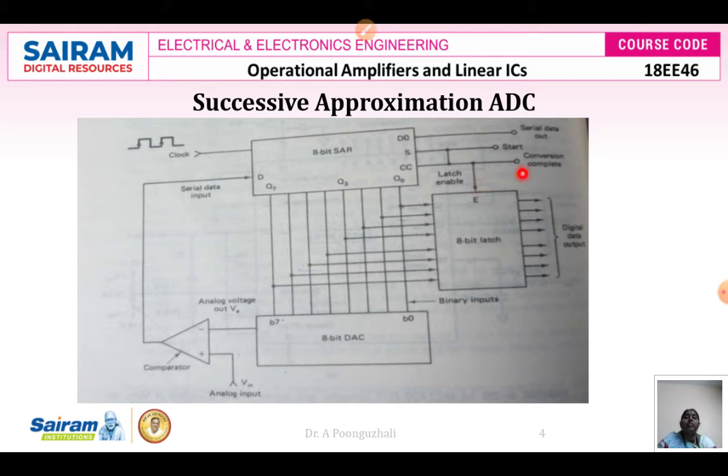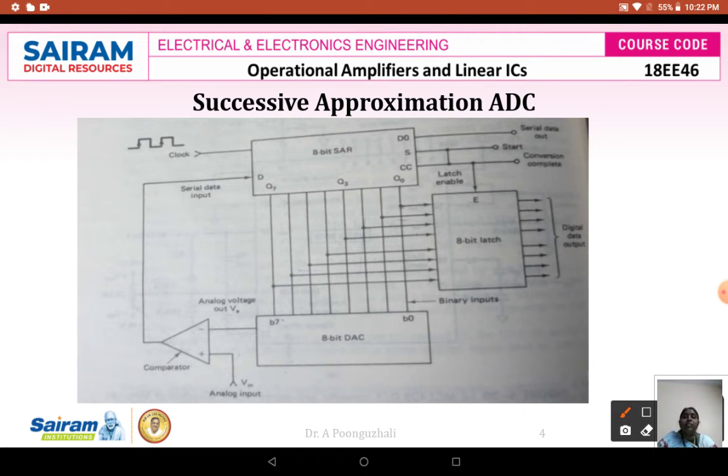So once this conversion complete signal comes, it will enable the latch, and whatever input I am going to have here, I will be getting it at the output, that is your digital data output. And the digital data output can be got in serial form, that is your serial data out. So for your successive approximation register, we need the start signal there. The start signal is going to be given by this start signal here. So here we will see a successive approximation register operation.